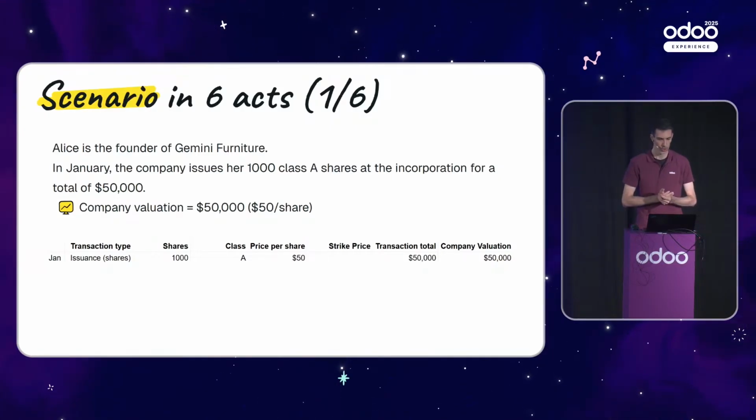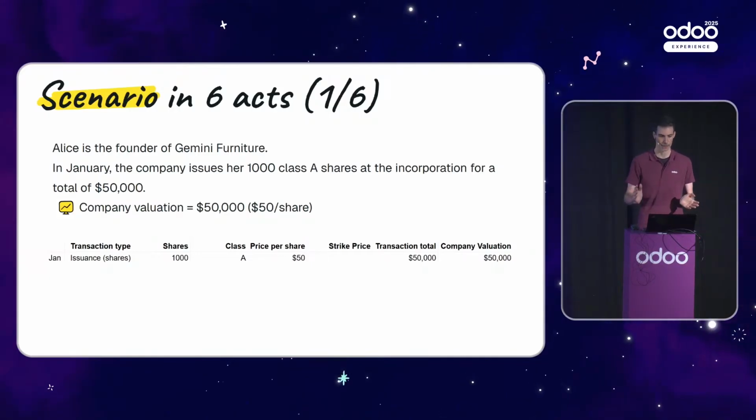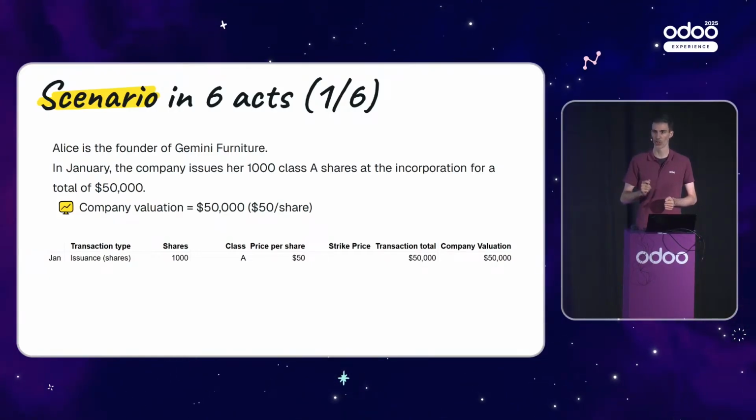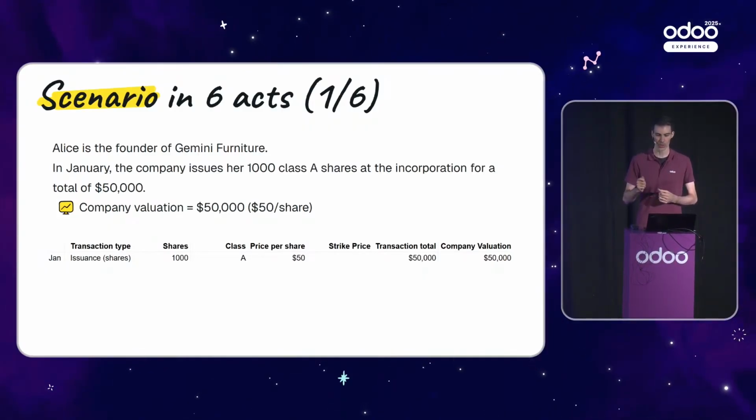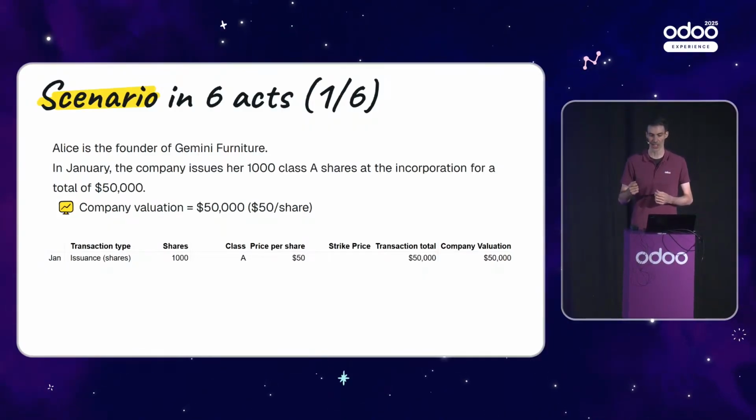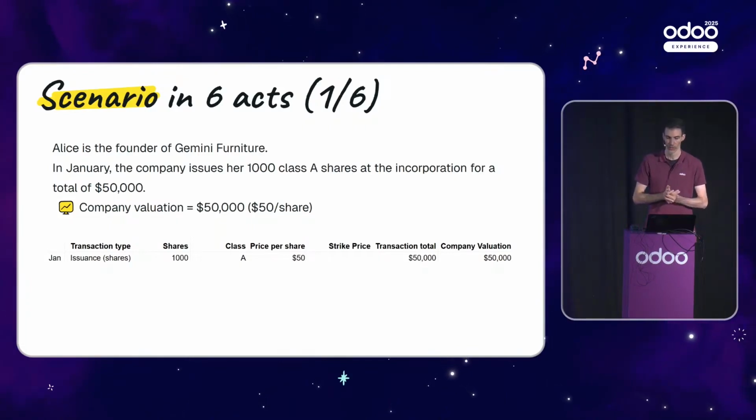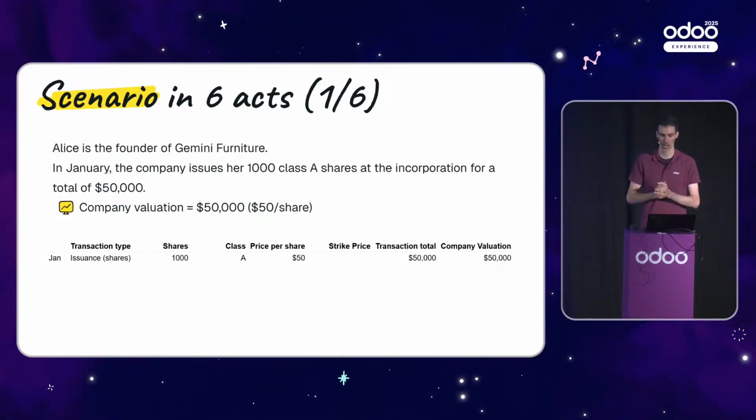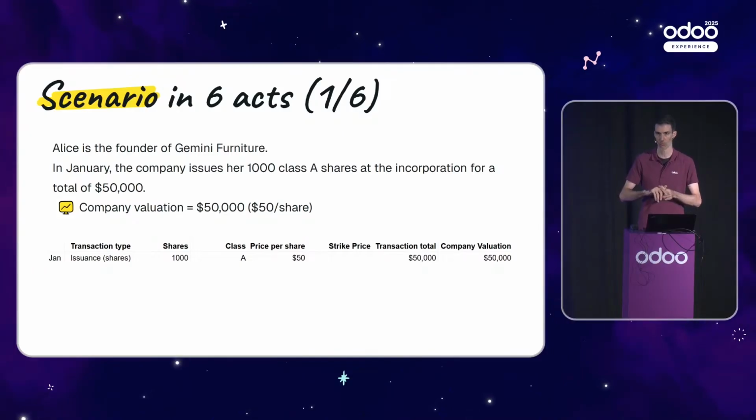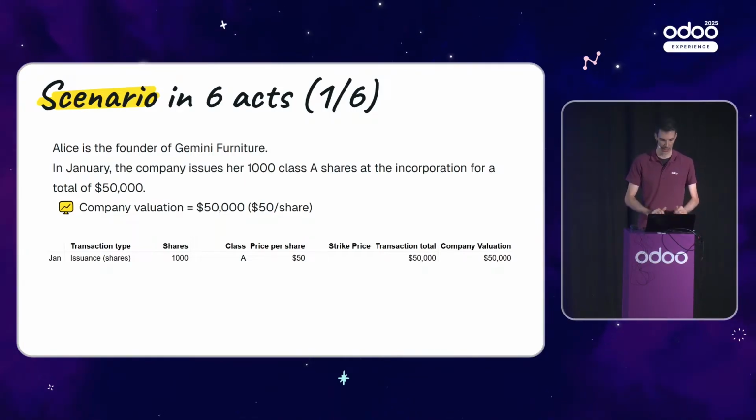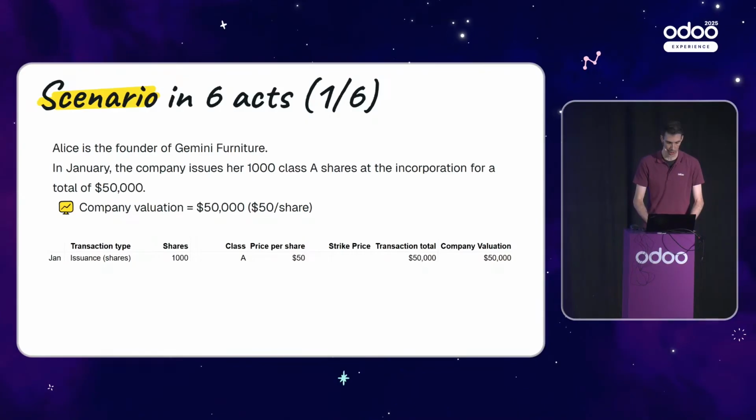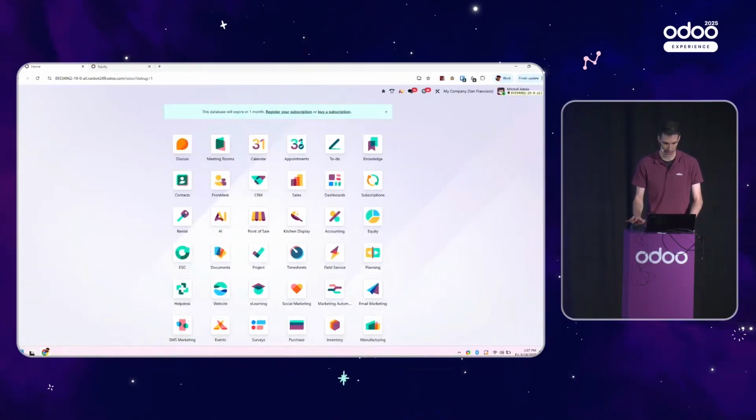Okay? So the story starts like this. Alice is the founder of Gemini Furniture. In January, the company issues her 1,000 Class A shares at the incorporation for a total of $50,000. And due to this transaction, this first emission of shares, the company is then valued at $50,000. So let's enter this in Odoo. It's a share issuance for 1,000 Class A shares at 50.